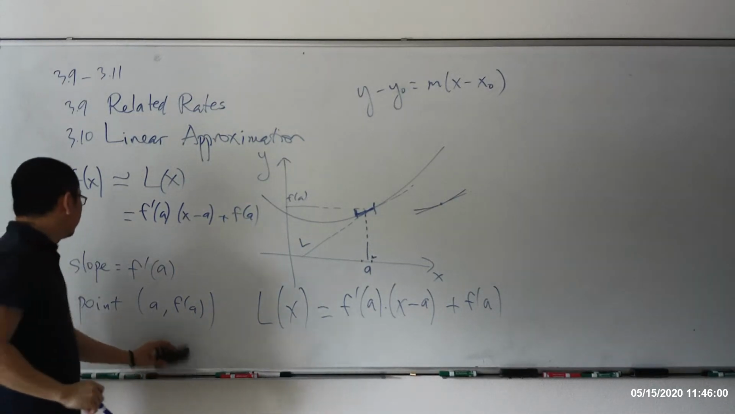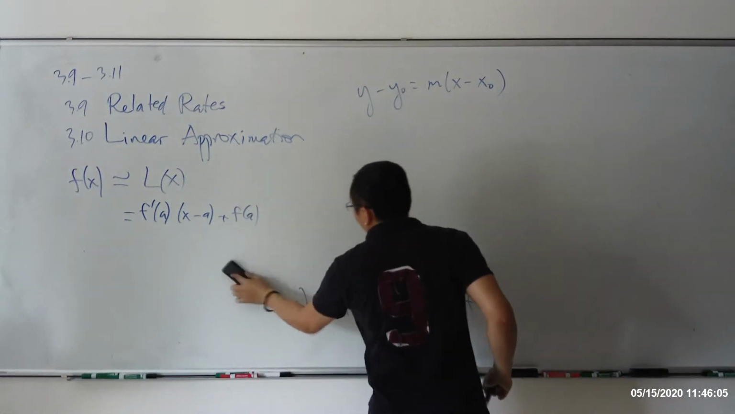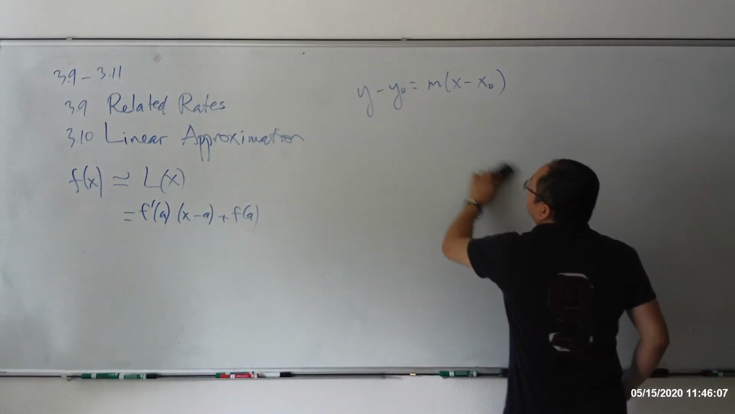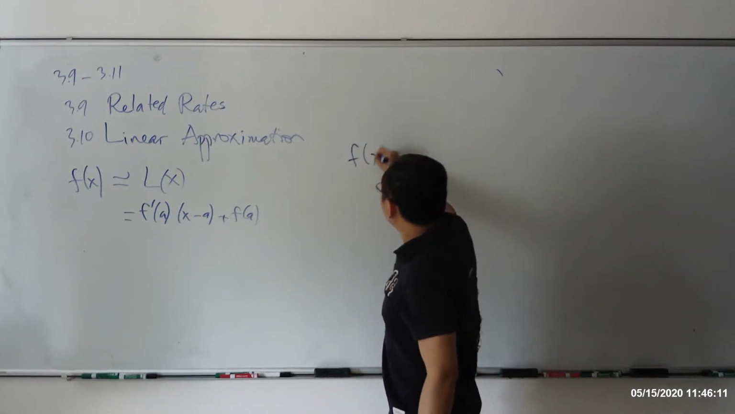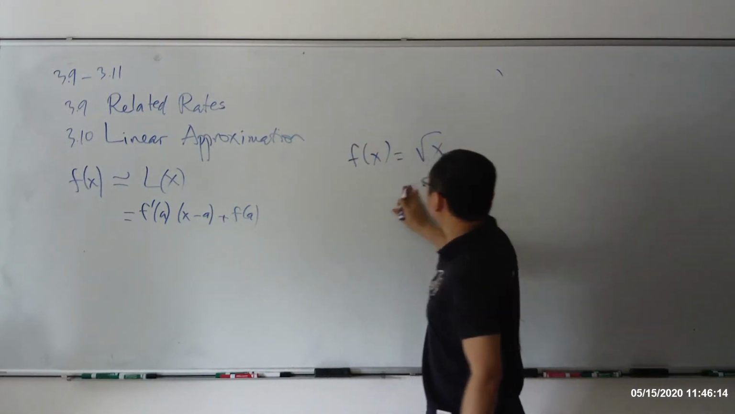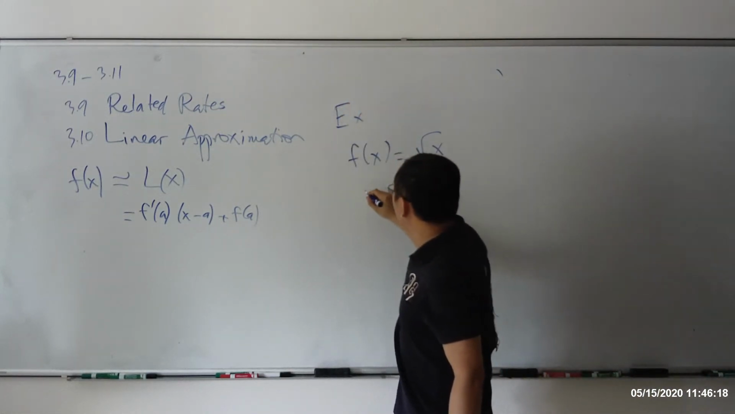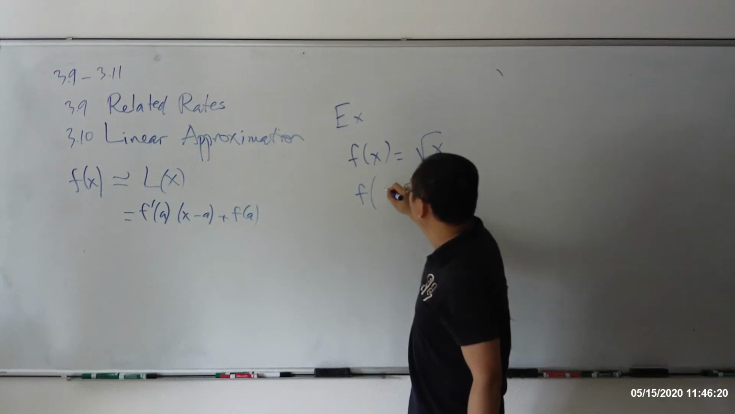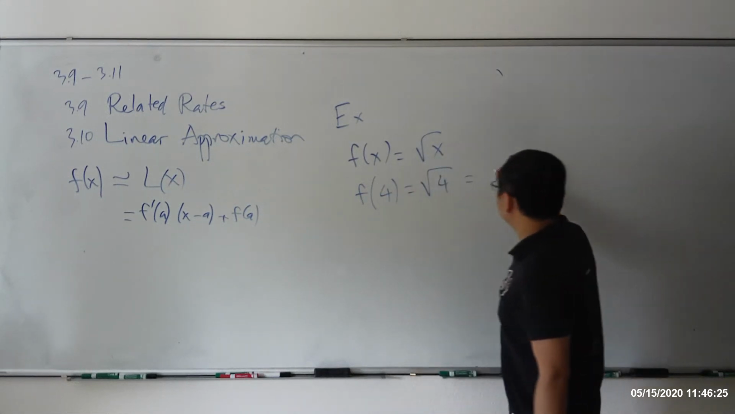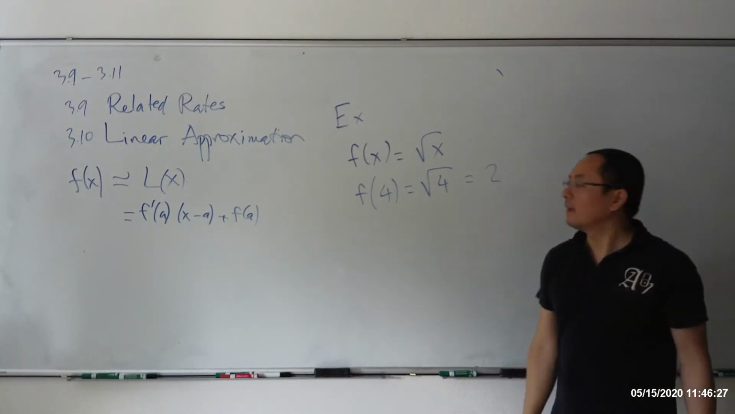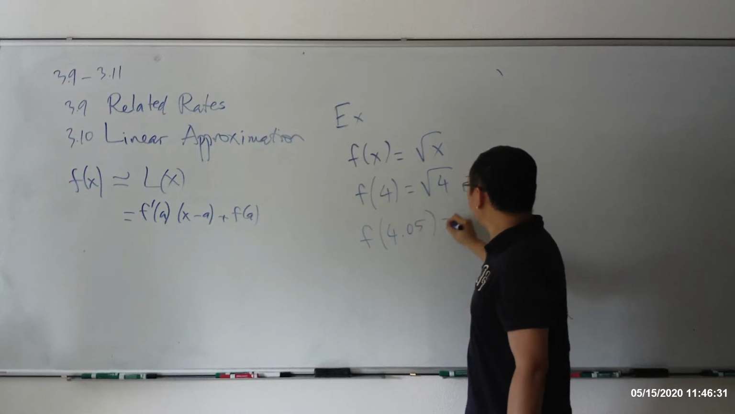Okay, that's called linear approximation. Question: what is it good for? I can show you an example of it. Say I have a function f of x equal to square root of x, a simple one. Example: f of 4 is square root of 4, which is equal to 2. Is that right?